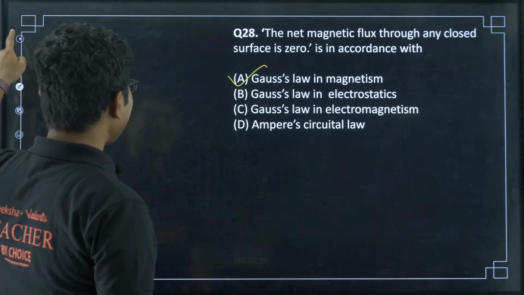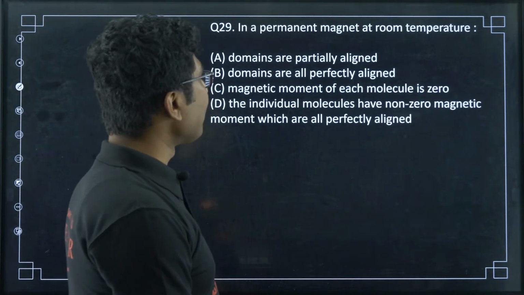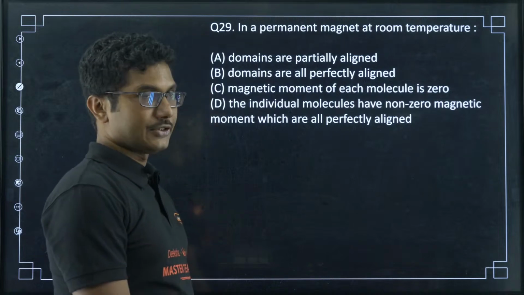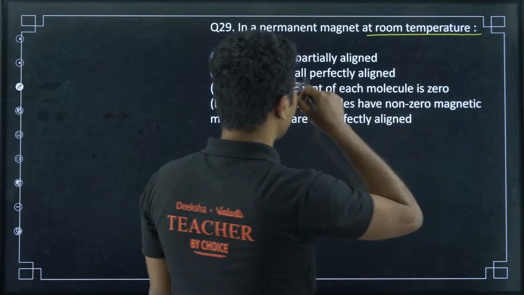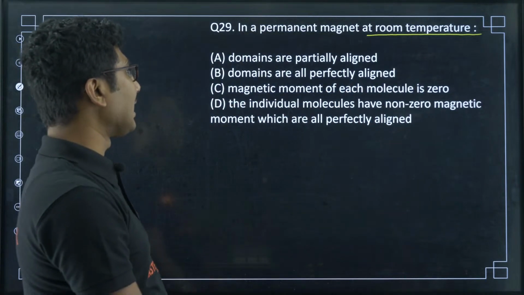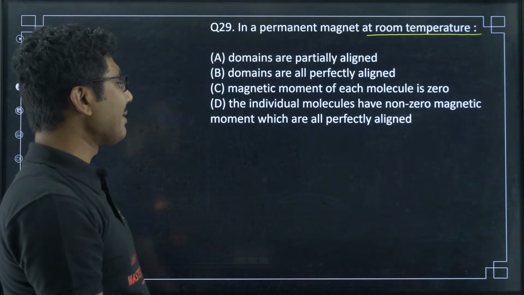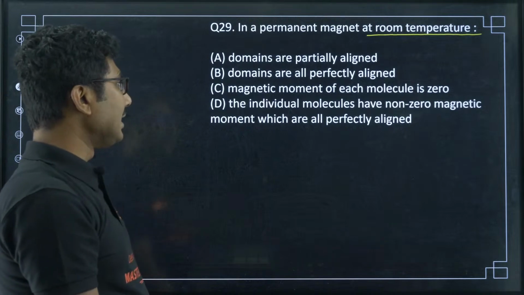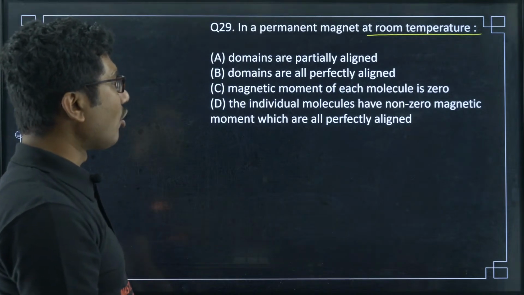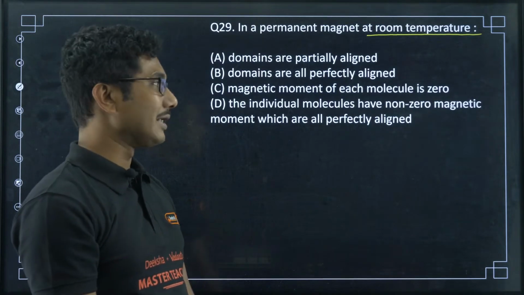So, 28A. Now, the second last question. In a permanent magnet at room temperature, so be very careful: in a permanent magnet at room temperature, domains are partially aligned, domains are all perfectly aligned, the magnetic moment of each molecule is 0, or the individual molecules have non-zero magnetic moment which are all perfectly aligned.